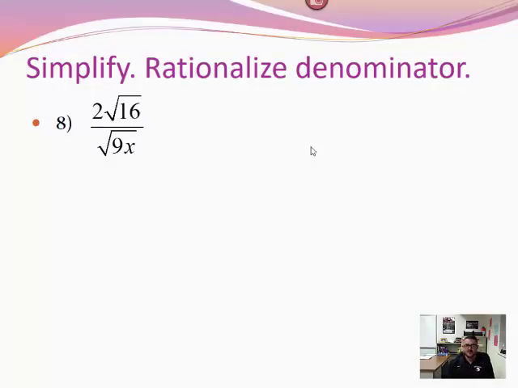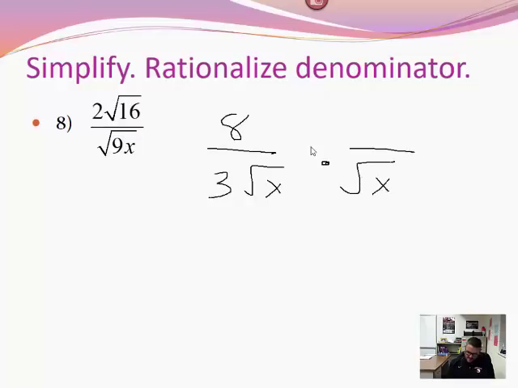So sometimes before you rationalize, look to see if you can simplify it. First of all, we know the square root of 16 is 4, so 4 times 2 is 8, over, isn't the square root of 9 3? And then the square root of x is left over. So to rationalize this denominator, you multiply both top and bottom by the square root of x, which gives me 8 square root of x over 3x. Because remember, square root of x times square root of x gives me x.